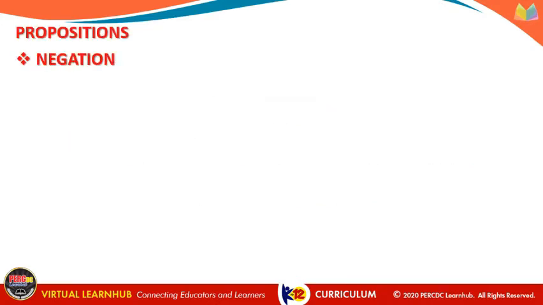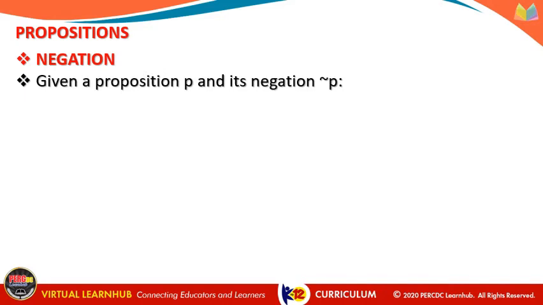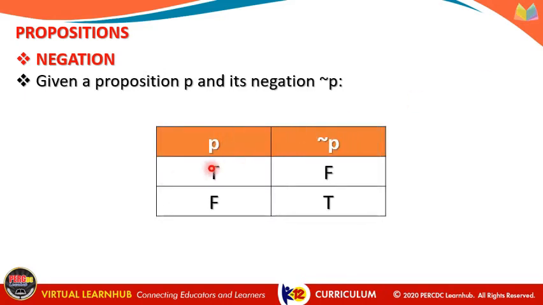Let's start with negation. Remember that for negation, if the original proposition is true, then the negation will be false. If the original proposition is false, then the negation is true. Again, kindly memorize the different symbols associated with each compound proposition.